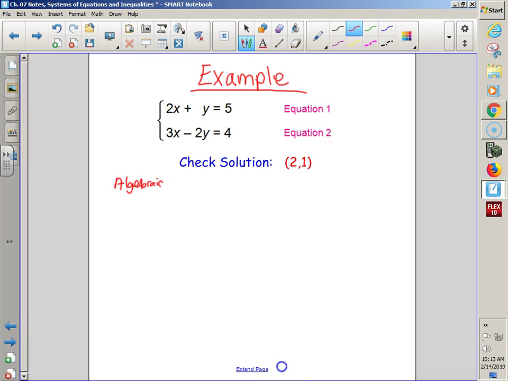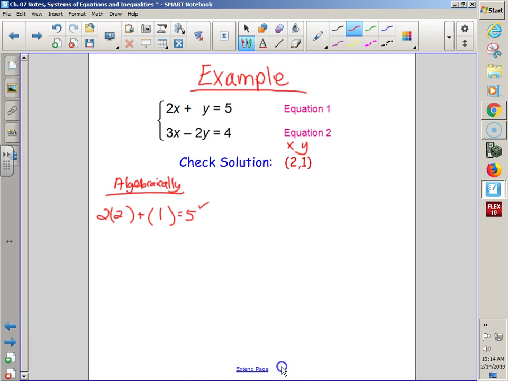Both answers I just heard dealt with it algebraically. Plug it in, substitution. Sweet. Plug what in? What is this? It's an x and a y. So shouldn't we be able to plug into the top? So 2 times 2 plus 1 equals 5. True or false? Sweet. It works.